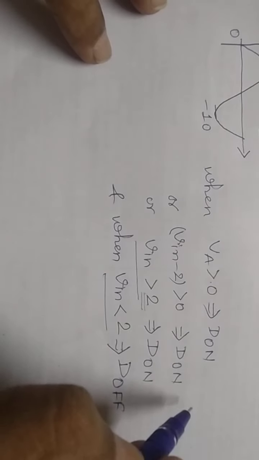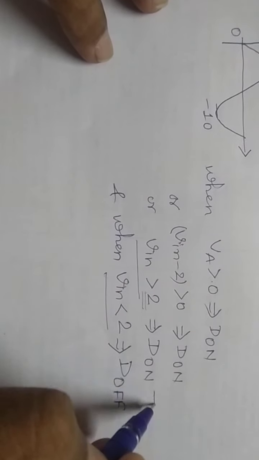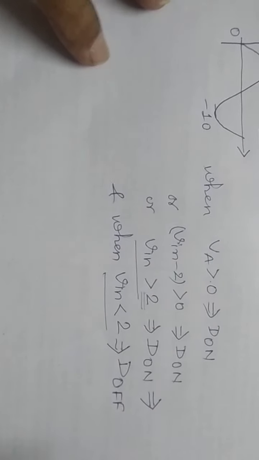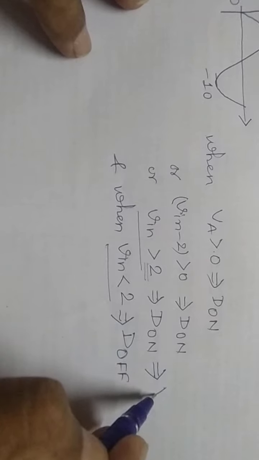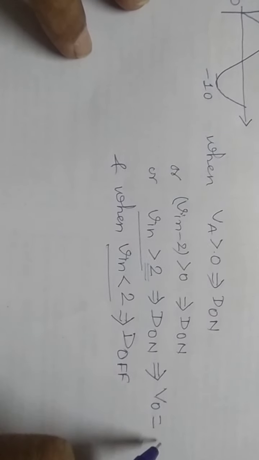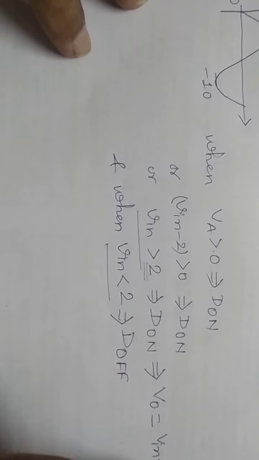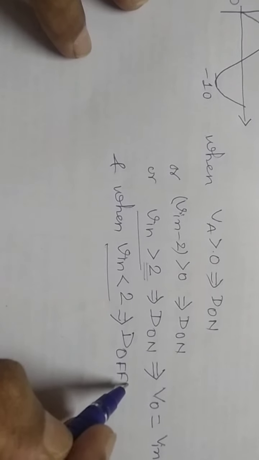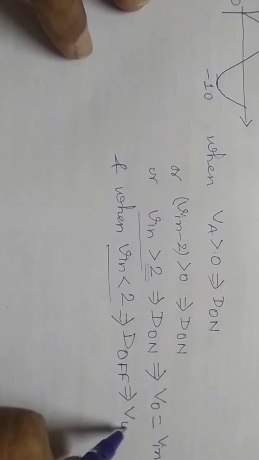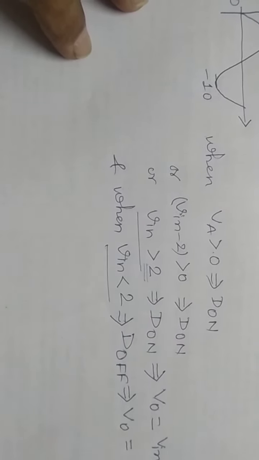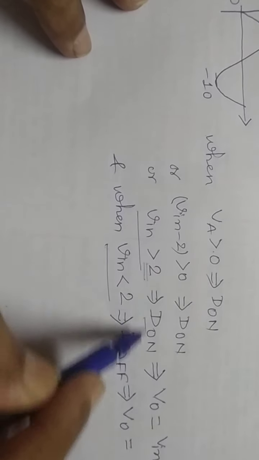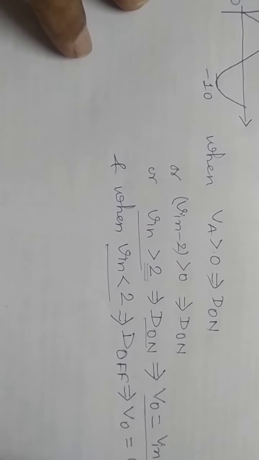When diode will be on, what is output? When diode is on, output will be equal to V input minus 2, and when diode is off, output will be equal to 0. Why output in on condition is equal to V input minus 2?